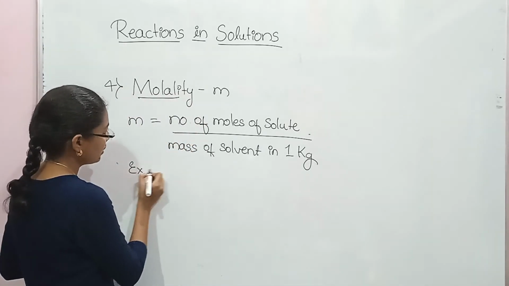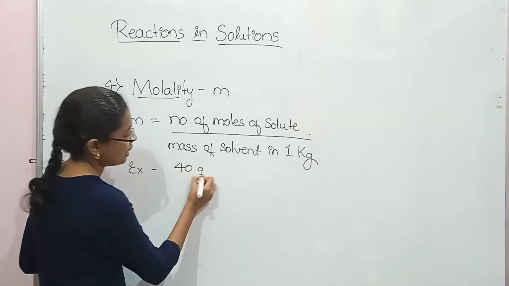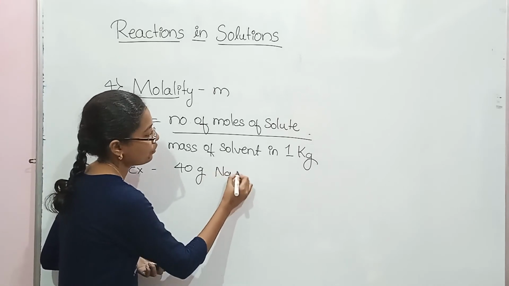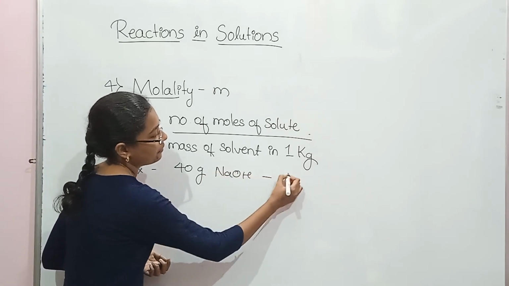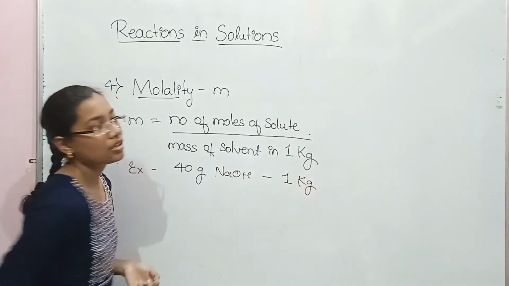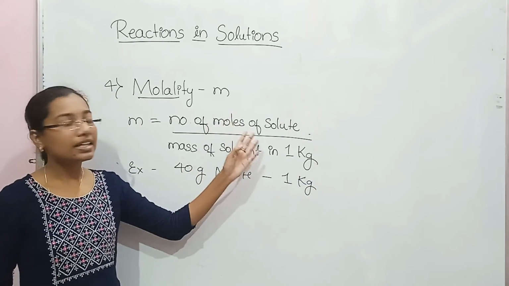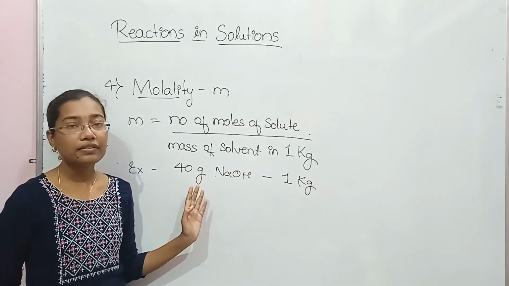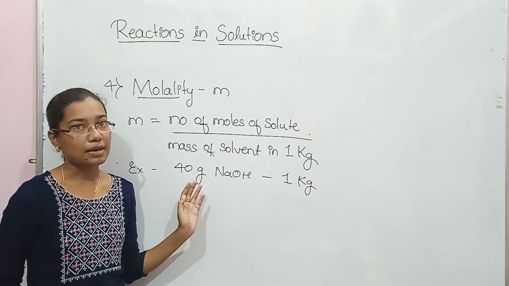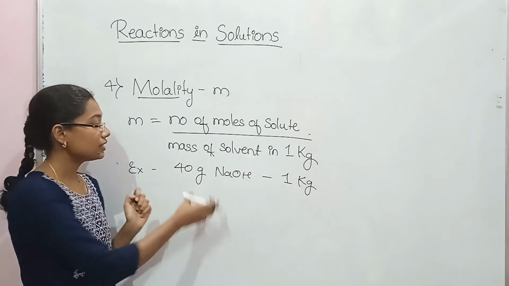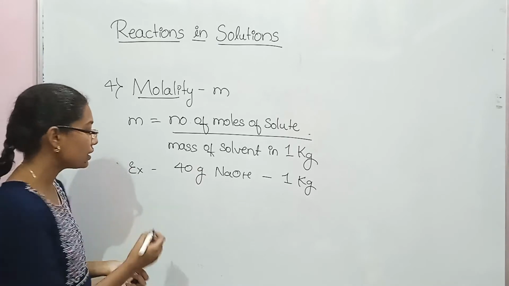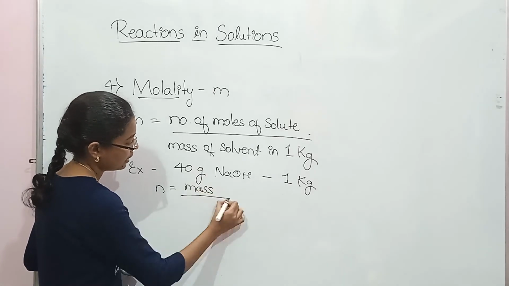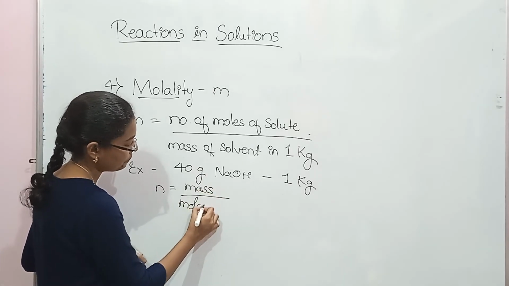Now we'll see another example. Now you take 40 grams NaOH dissolved in 1 kg. Now what should be there in the numerator? The solute should be in moles. But what have they given? They have given it in grams. Now we have to convert this into moles. How to convert? Number of moles is equal to mass divided by molar mass. This we know.